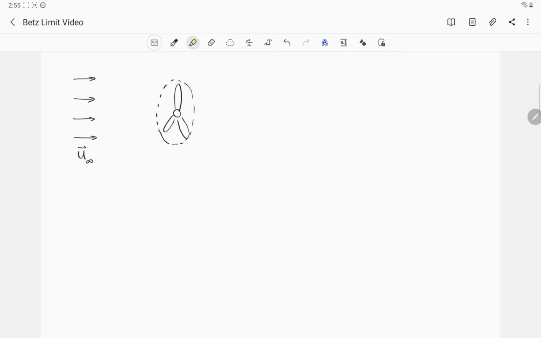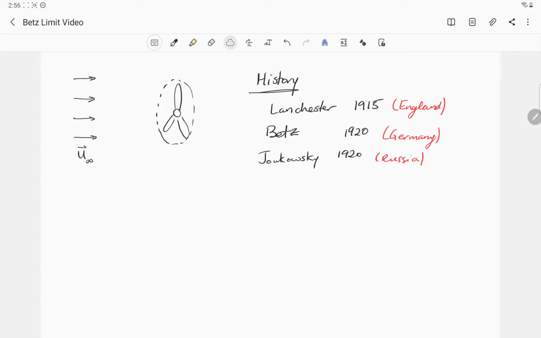And as the name suggests, this is a limit that was derived by a researcher named Betz, who is a German researcher. Less known is the fact that it was also independently derived around the same time, 2 other times. Of those 2 other scientists, one was an English researcher named Lanchester. Another was a Russian named Joukowsky. As you can see, Betz did his derivation in 1920. Lanchester is credited with doing it in 1915, Joukowsky around the same time as Betz in 1920.